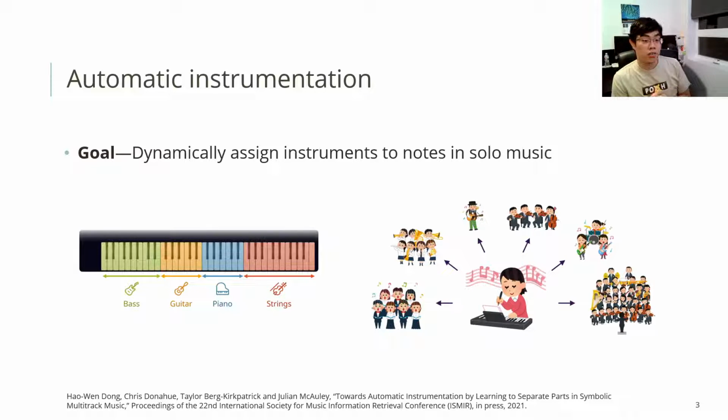There is also another use case in composing. A typical way composers work is that they would try to compose something on guitar or on piano and then try to arrange it for other ensembles. So the task of automatic instrumentation could be used in this case to transform a solo music into a different ensemble, basically.